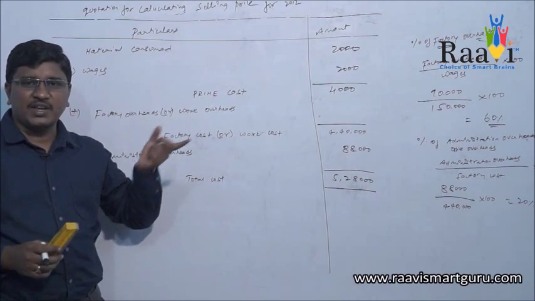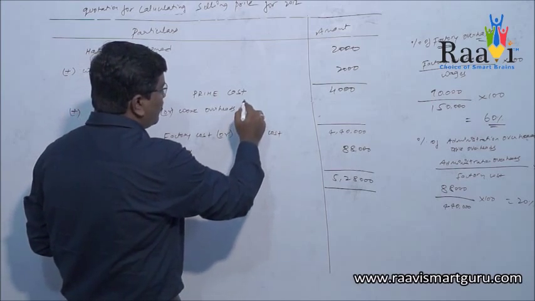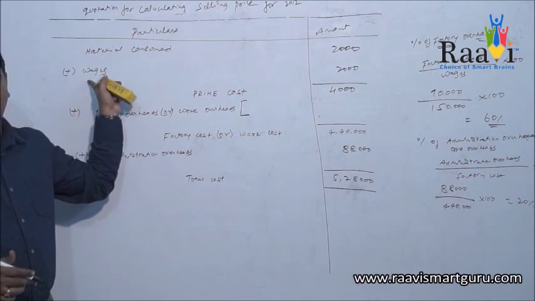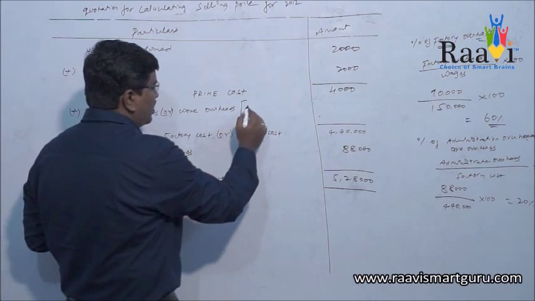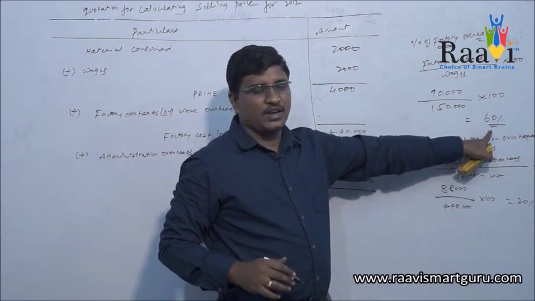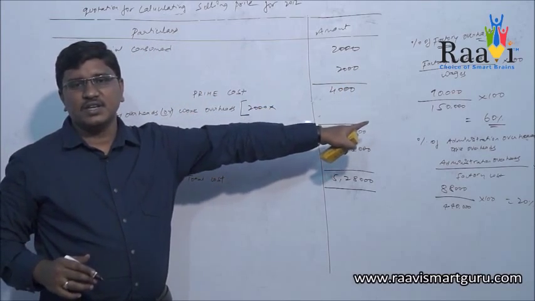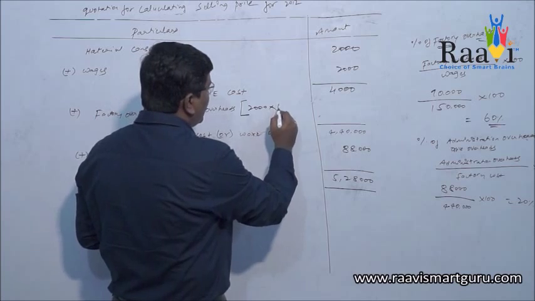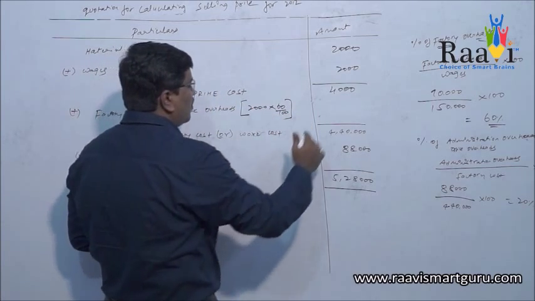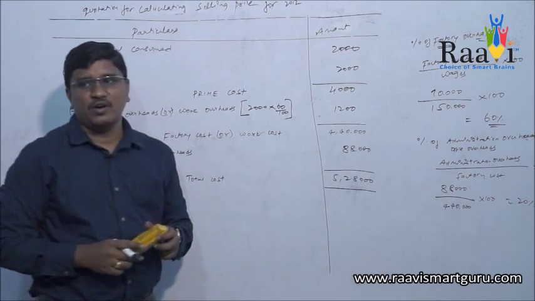Factory overhead should be calculated on wages. Now in this problem the value of wages is 2,000 and the percentage of factory overheads is 60%. So 2,000 into 60 by 100, you will be getting a value of 1,200.